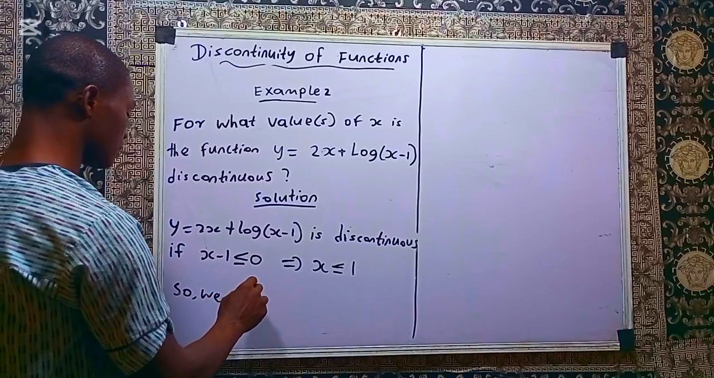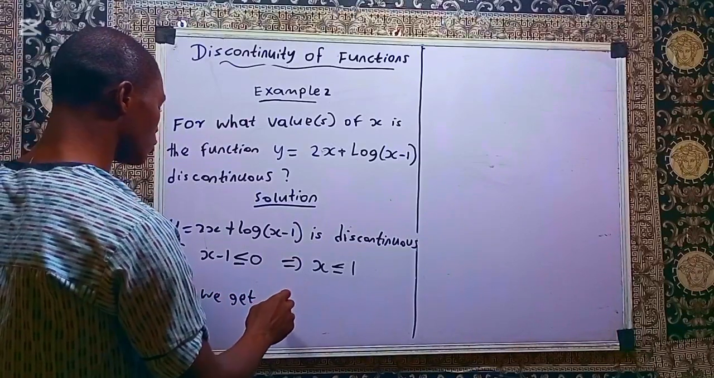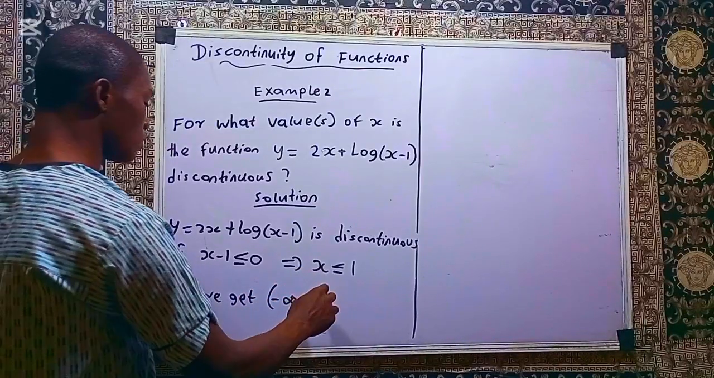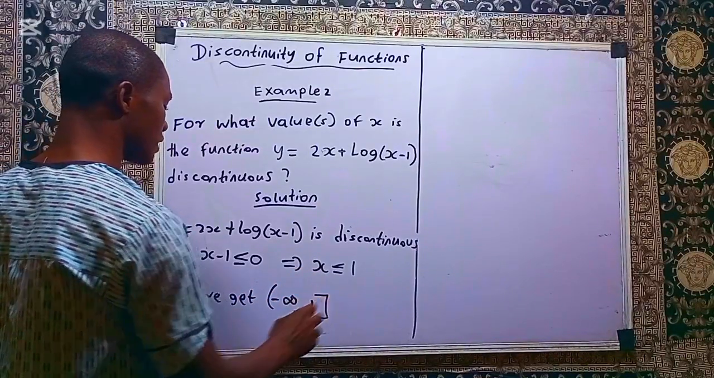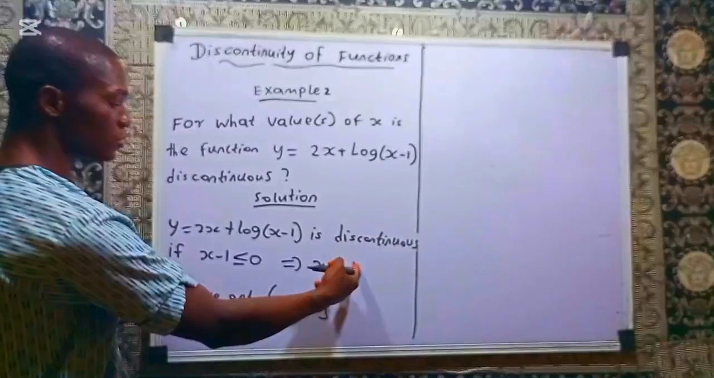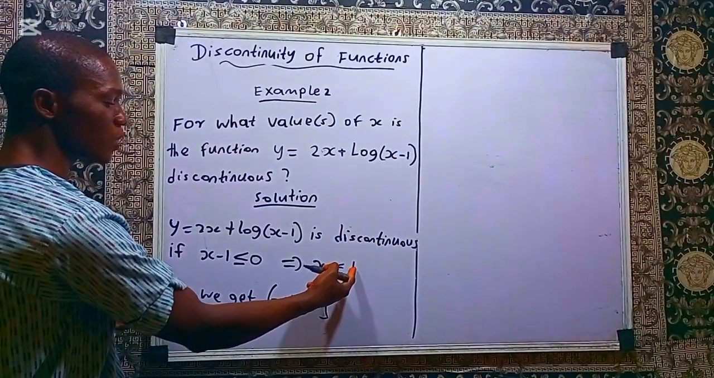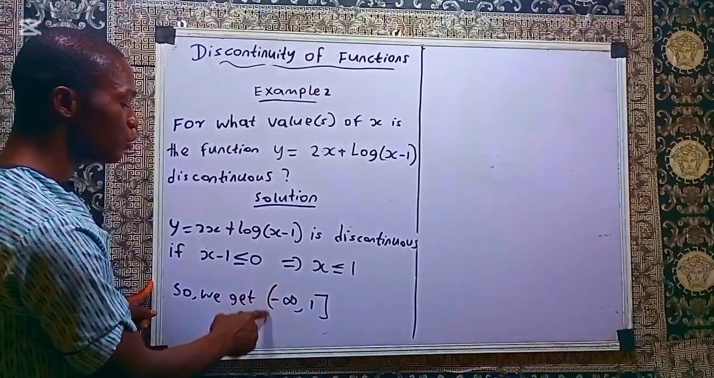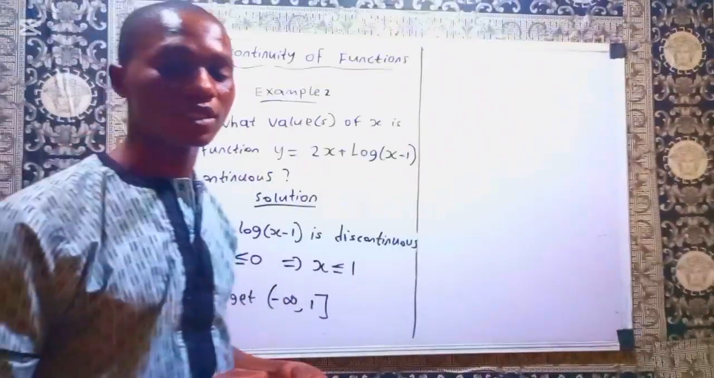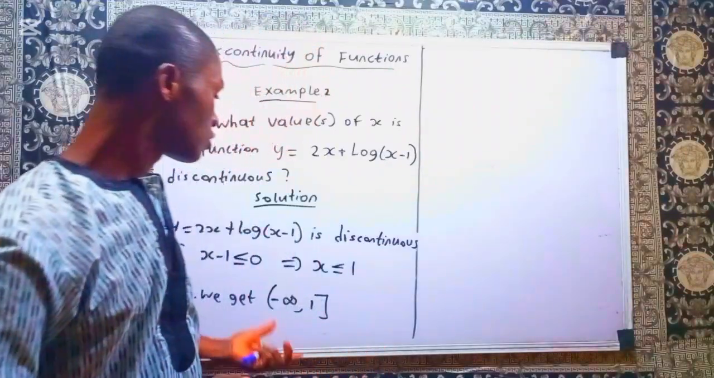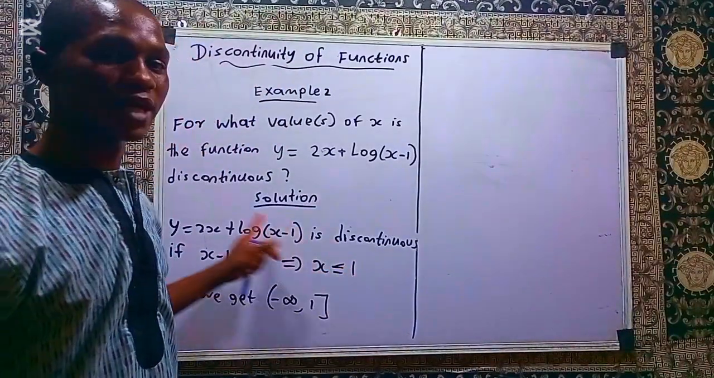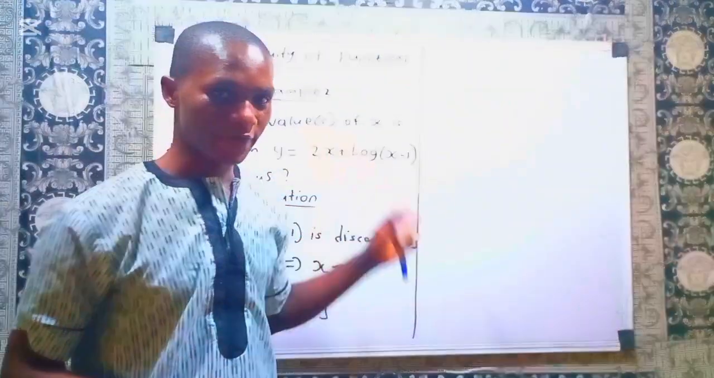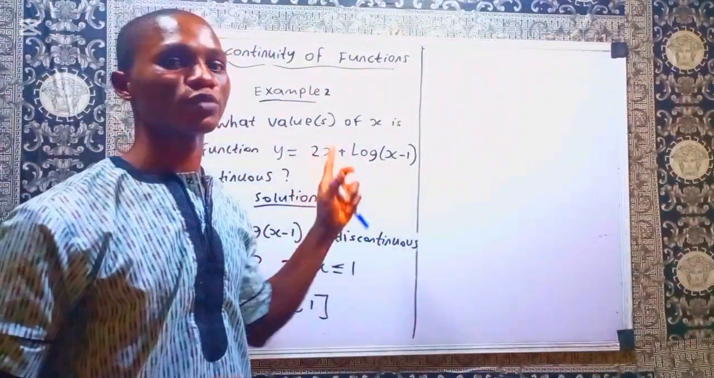So what we're going to get here is what? Negative infinity comma what? 1 close bracket. So we have numbers from 1, I use close bracket because 1 is inclusive, down to what? Negative infinity. I use open bracket for negative infinity because infinity is not a real number. So all numbers from 1 down to negative infinity will make this function not to be what? Defined. So it will make the function to be discontinuous.